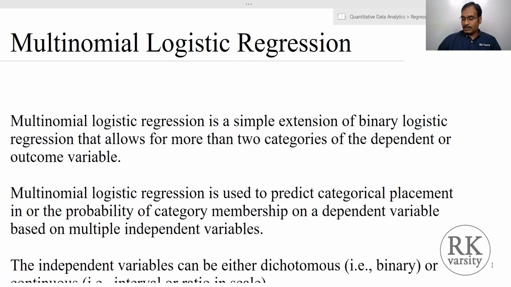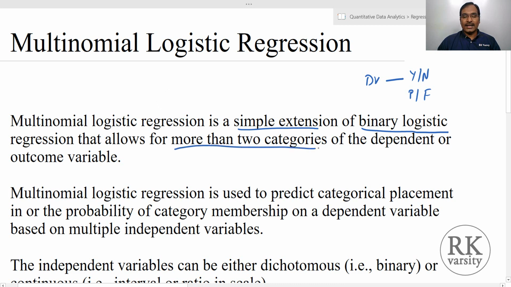Multinomial logistic regression is a simple extension of binary logistic regression. In the case of a binary logistic regression, your dependent variable has only two categories, that is yes, no, or pass, fail. Whereas in the case of a multinomial logistic regression, your dependent variable will have more than two categories.